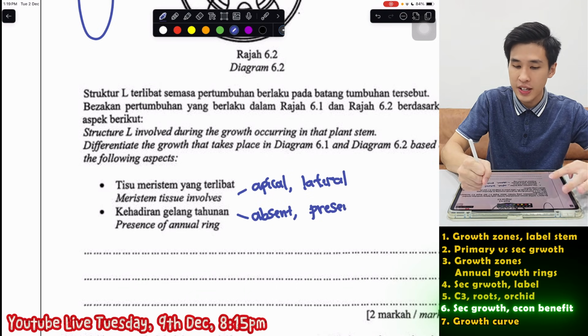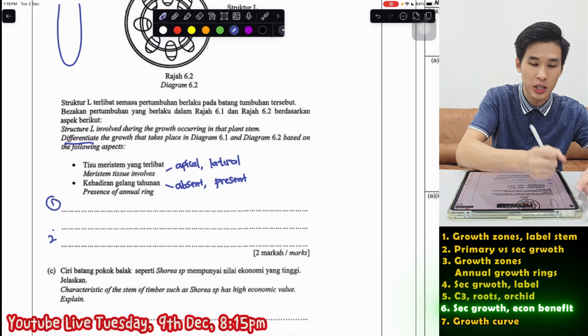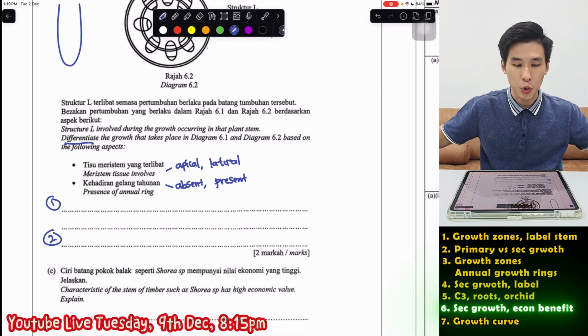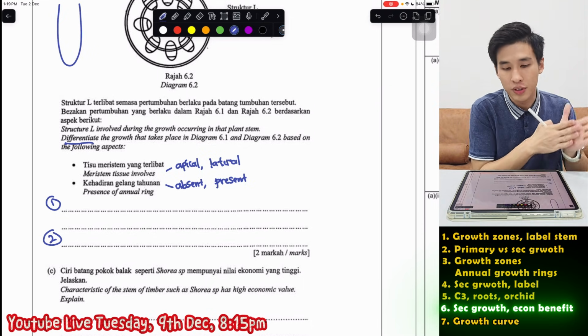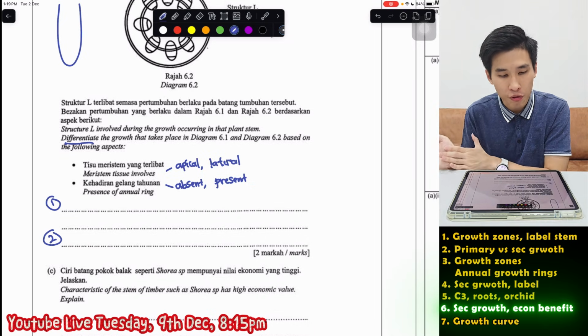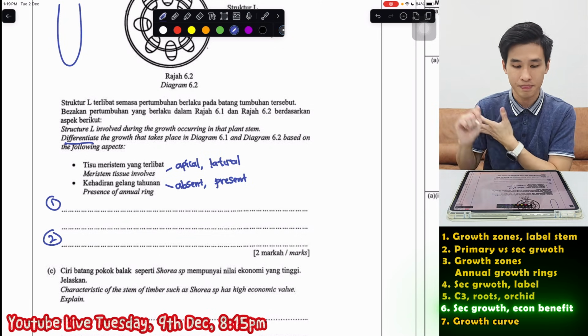Now take note a bit, if let's say they ask you to write difference in section A question, you must write it in sentence. So you must say, for example, meristem tissue involved in 6.1 is apical meristem, meristem tissue involved in 6.2 is lateral. Annual growth ring in 6.1 is absent, annual growth ring in 6.2 is present. That's how you answer.